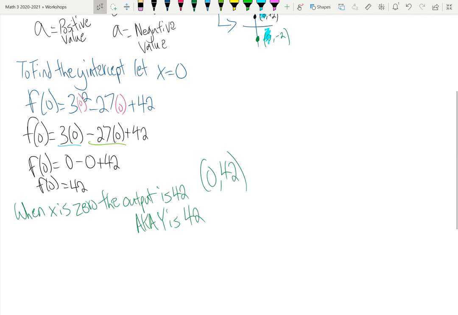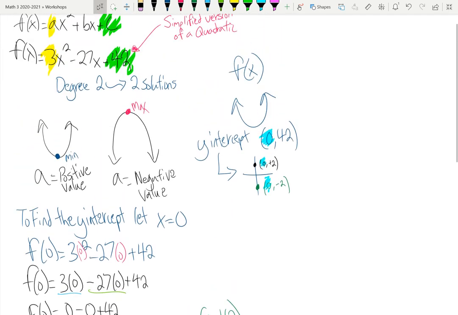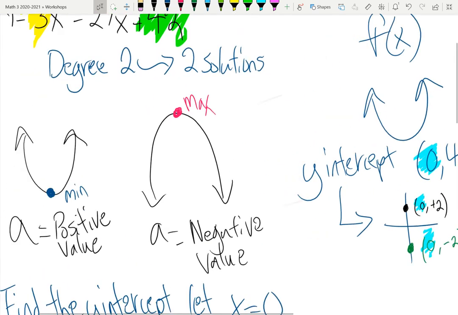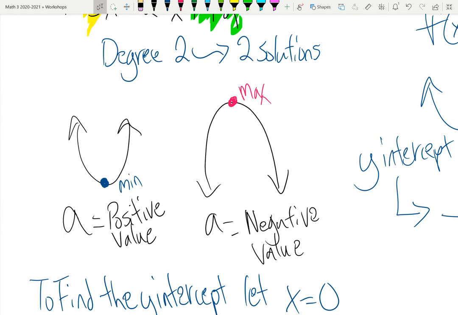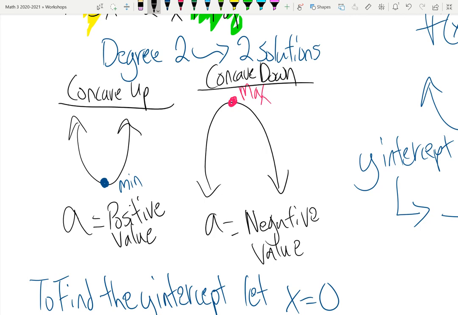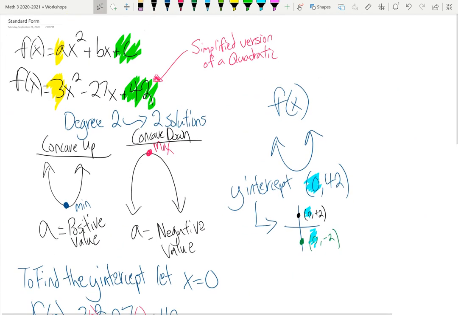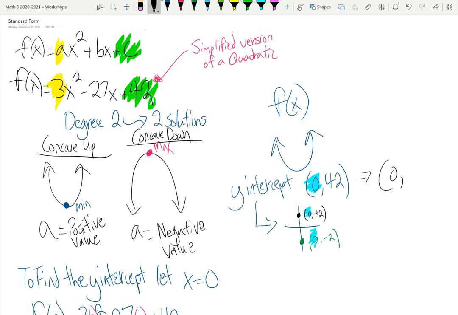So this is everything I can get from the standard form of a function. Essentially, from the simplified version of a quadratic, I can get two things. The first being I can determine the concavity, whether it is concave up or concave down. The second conclusion I can draw is finding out the y-intercept, and the y-intercept is always going to be the c value. So just looking at it in standard form, I know it's always going to resemble this form.